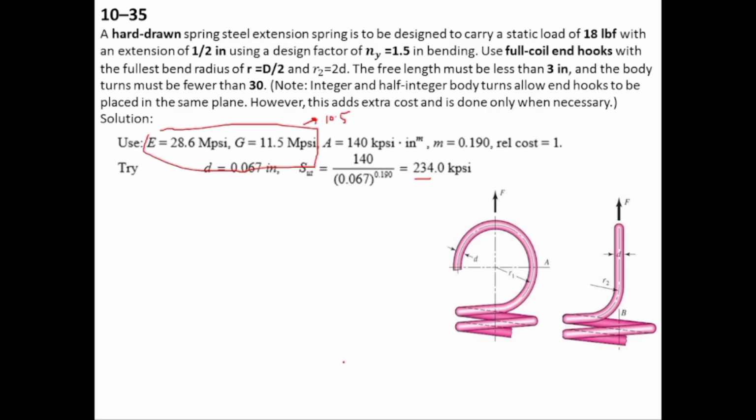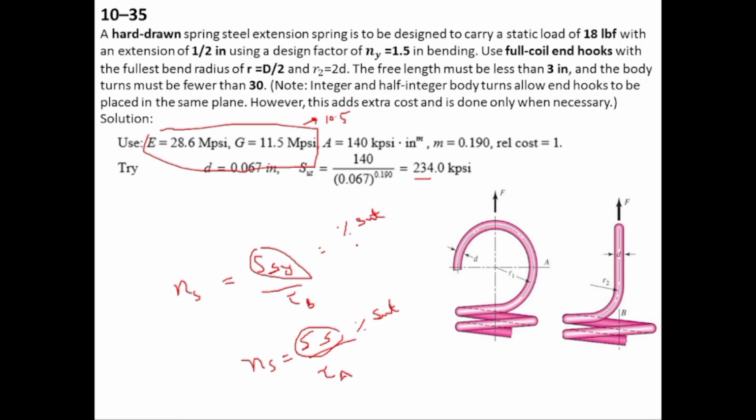Actually, we want to find out the factor of safety n_s, which is equal to SSY divided by tau. It is also equal to Sy divided by sigma. The above formula will be for the body and critical position B, and the second formula will be for critical position A. Now let's find out this torsional yield strength and this Sy. SSY is equal to some percentage of SUT, and this Sy is also equal to some percentage of SUT, but both the percentages will be different.